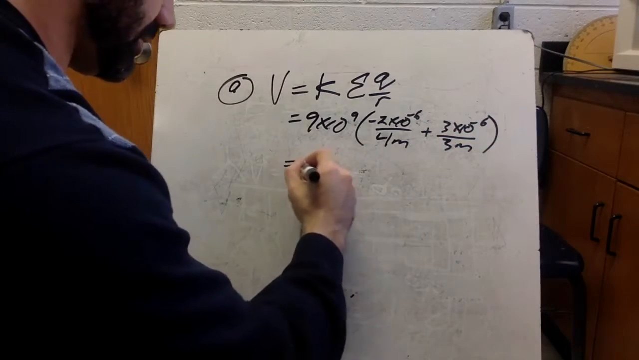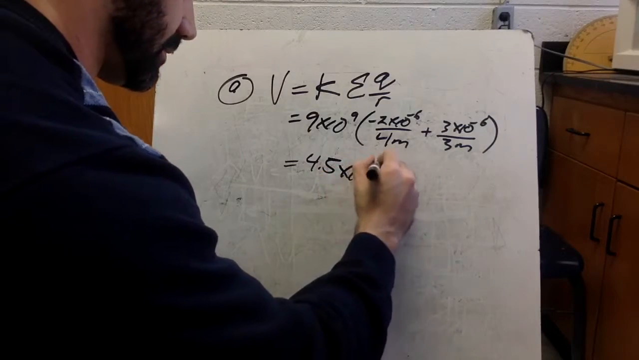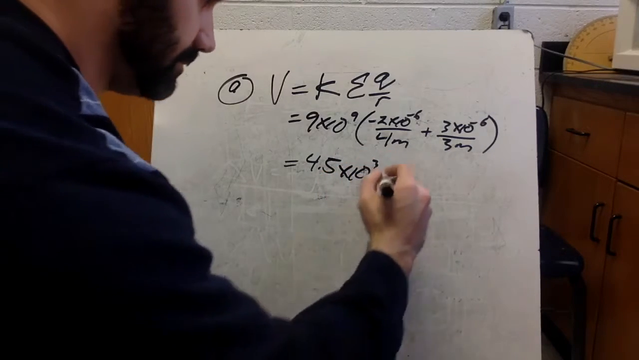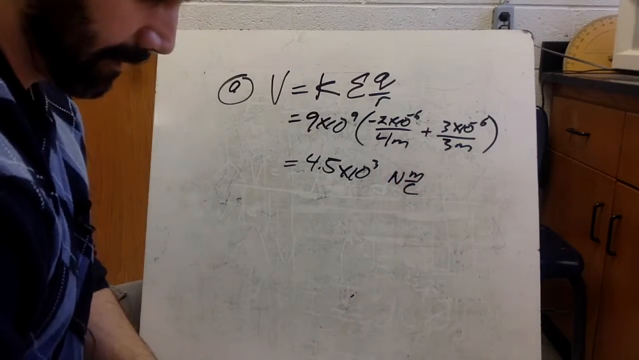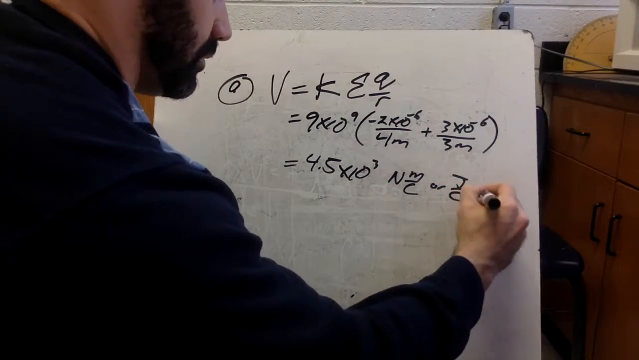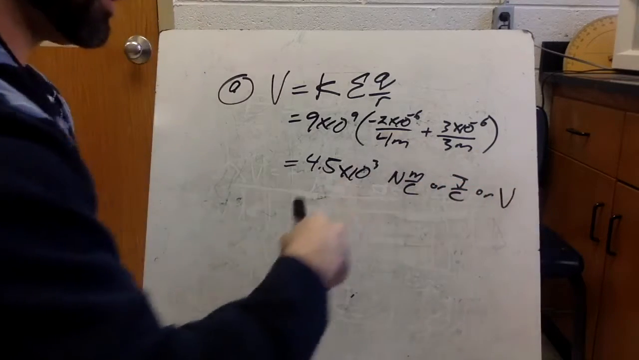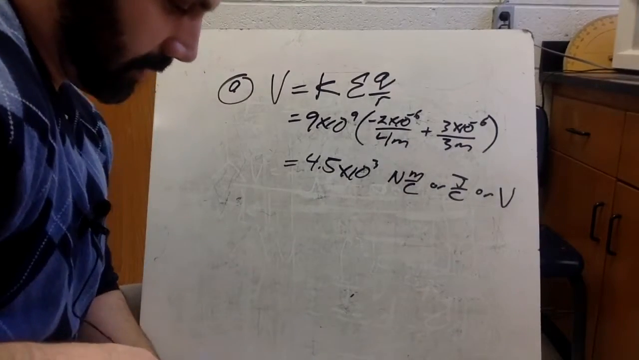And when you do that calculation, I think you get 4.5 times 10 to the third newton meters per coulomb, or joules per coulomb, or volts. All those units mean the same thing: newton meter is a joule, a joule per coulomb is a volt, all that kind of stuff.